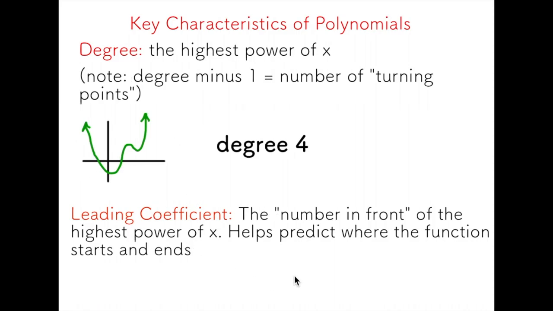The second key characteristic is the leading coefficient. This is the number in front of the highest power of x. This will help us predict where the function starts and ends. So with a deep understanding of these two key characteristics, your understanding of polynomial functions should be quite strong.